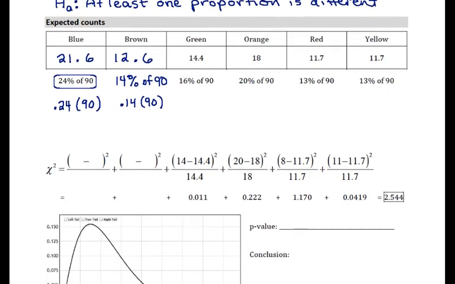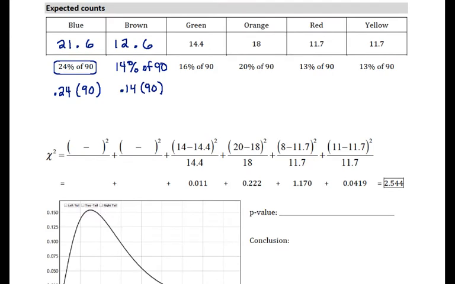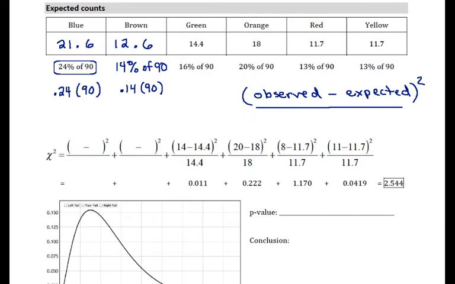Now to calculate my chi-square test statistic, I'm going to follow the same formula, but my expected counts are different from what they were in the previous example. So it always goes, remember, observed minus expected, and then squared, all of that divided by expected. This is the same formula that we saw at the very beginning.